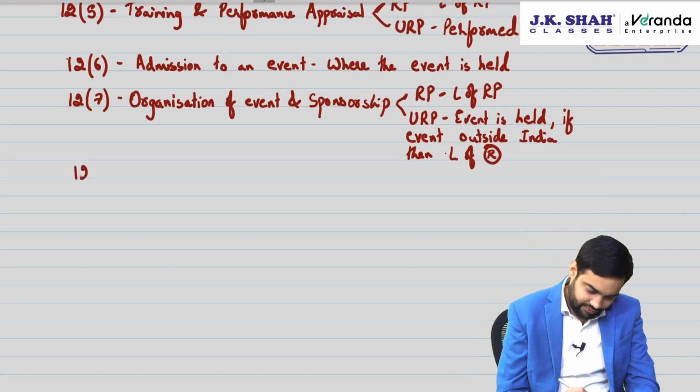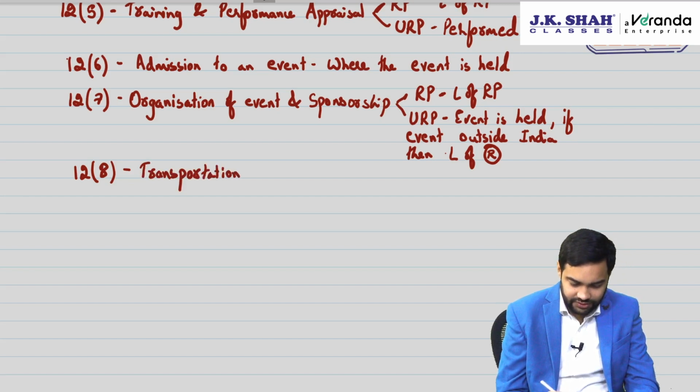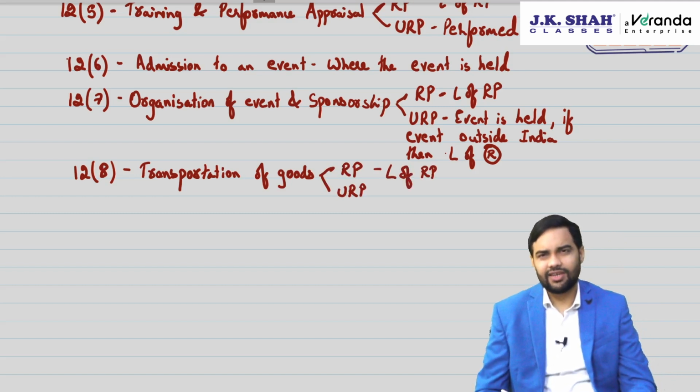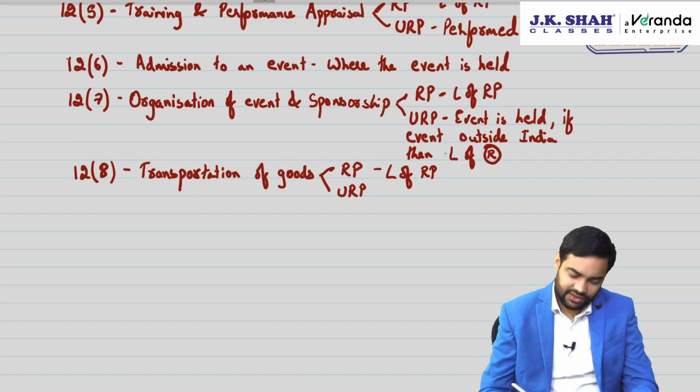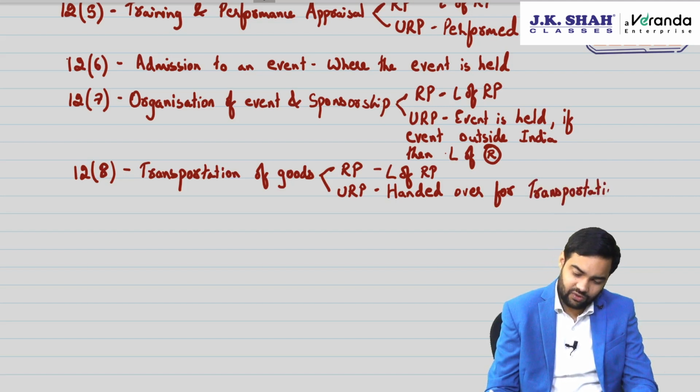Then you have 12.8. 12.8 transportation of goods. Now transportation of goods, the place of supply would again depend on RP because transportation is a very important service for businesses. If it is provided to RP, we don't have to see where the parcel is, where is it going, where did it start, nothing. Location of registered person. If it is to unregistered person, where the goods are handed over for transportation. Careful, handed over for transportation. It does not say delivered, handed over, where it started.